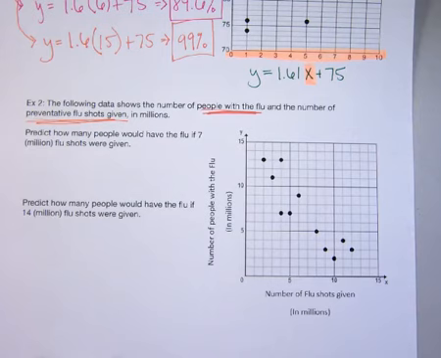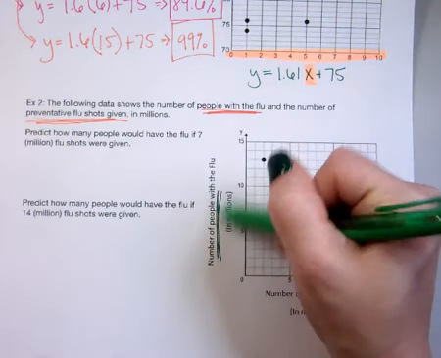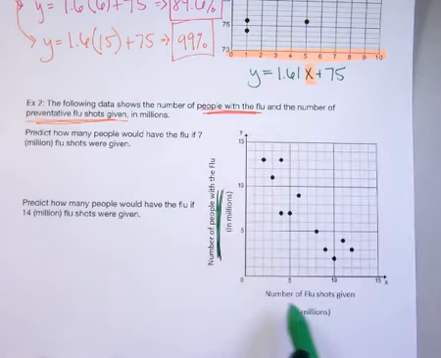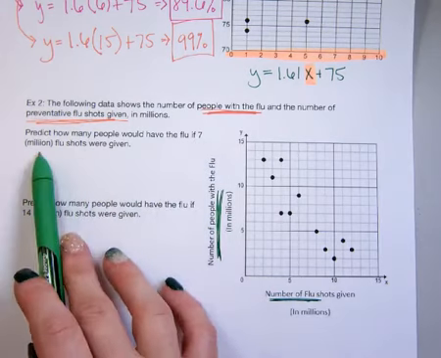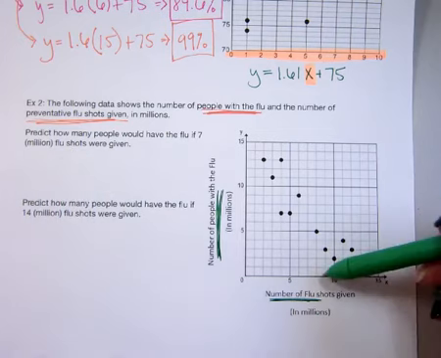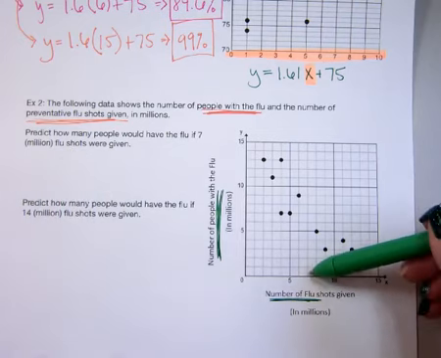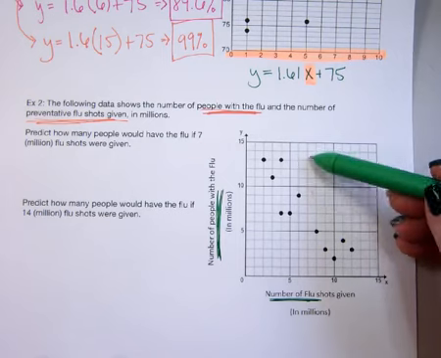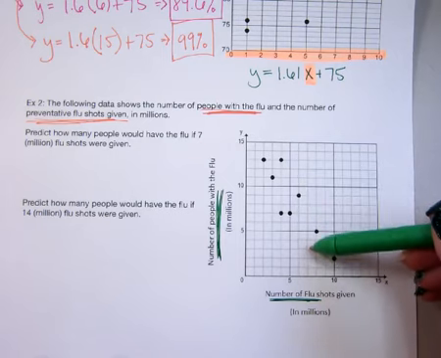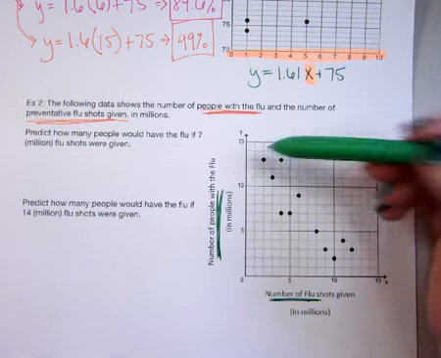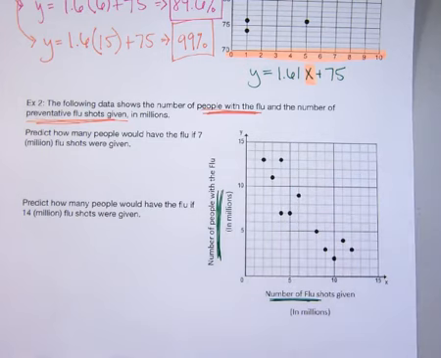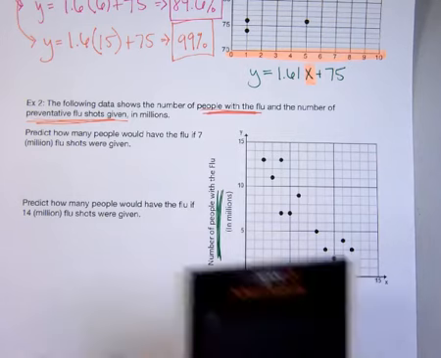All right, this is the number of people, y, and this is the number of shots. So they told us if 7 million shots were given, so somewhere in here, right? We don't have a data point there, so we don't know, and it's probably going to be in here somewhere. We're just not exactly sure. So we're going to get our equation, and then we're going to plug in a 7 and figure out what it gives us. Okay?